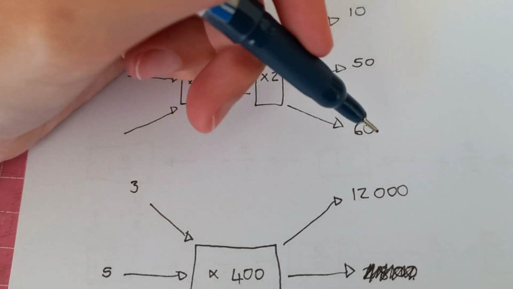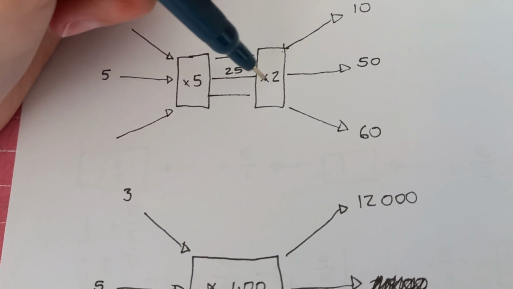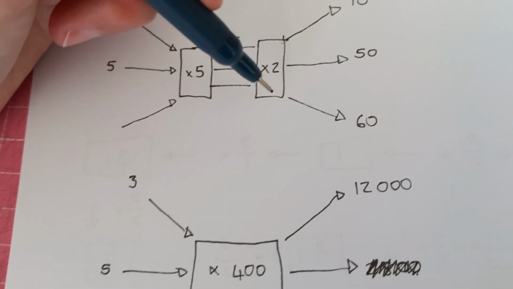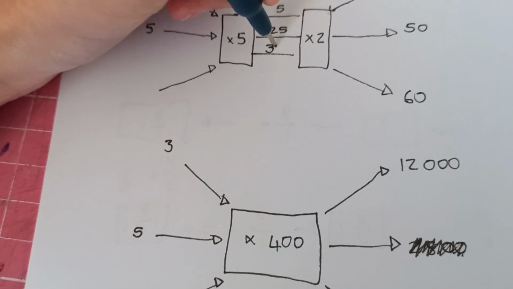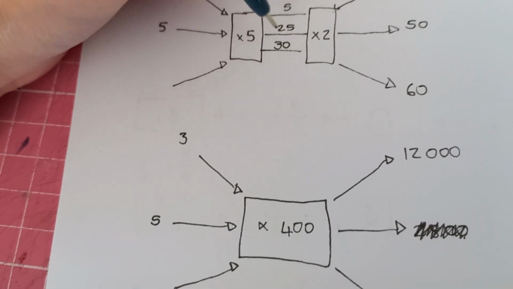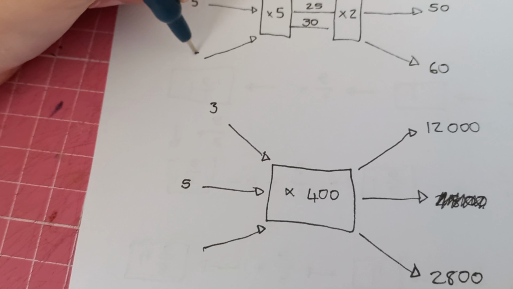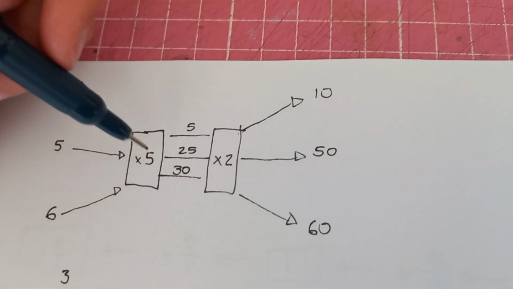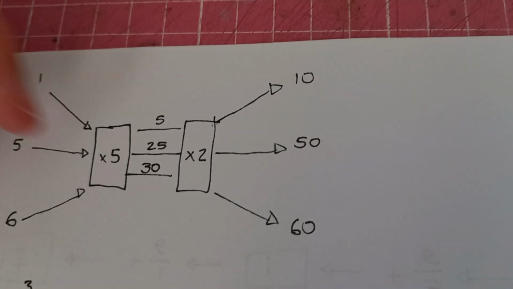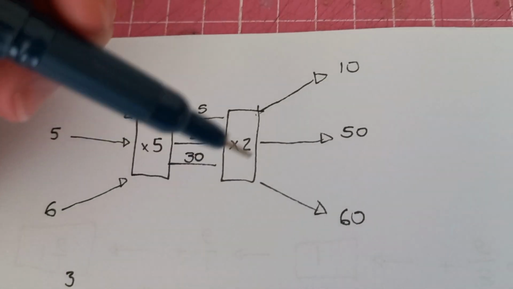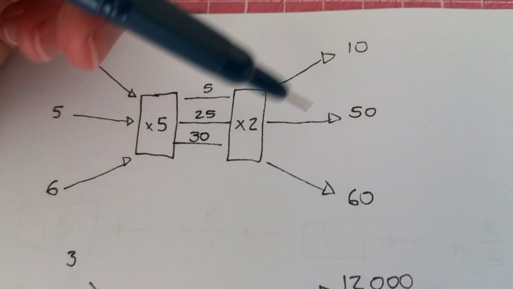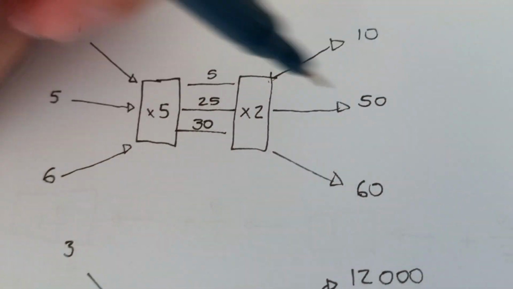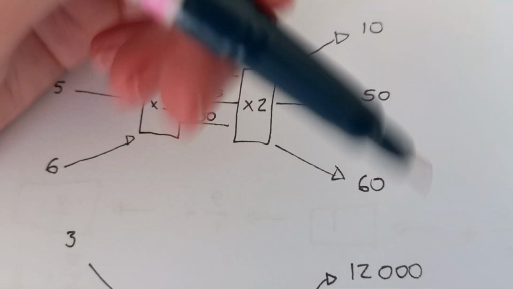So now we have to work backwards. So 60, because we're working backwards, this will become divide by 2. 60 divided by 2 gives us 30. Okay, 30 divided by 5 gives us 6. And what's nice is if you just put the 5 and the 2 together, 5 times 2 gives you 10, and you went 1 times 10 is 10, 5 times 10 is 50, 6 times 10 gives you 60.